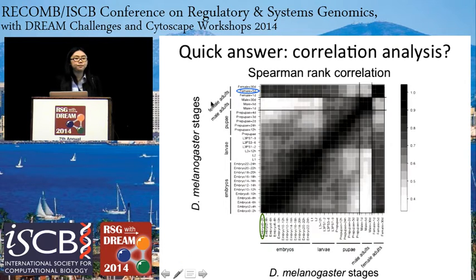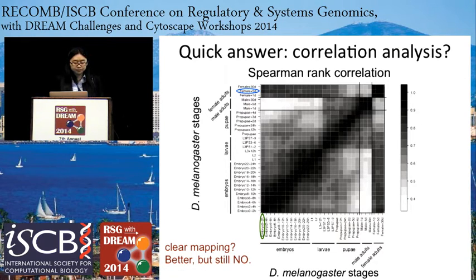How about we try the Spearman's rank correlation, which is supposed to be more robust than the Pearson correlation. And what we got is a better pattern. We can see that the stages which are close to each other have better correlation. So we can see that the correlation is higher near the diagonal. However, it still doesn't give us a clear mapping.